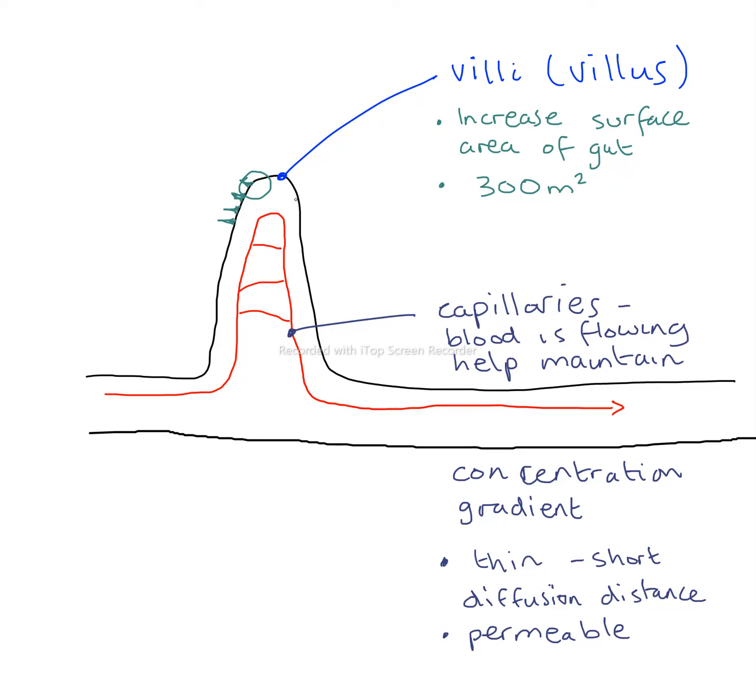Right, I want to just look at this villi or villus. That is also one cell thick, which also means it's got a short diffusion distance, making it more efficient absorption.